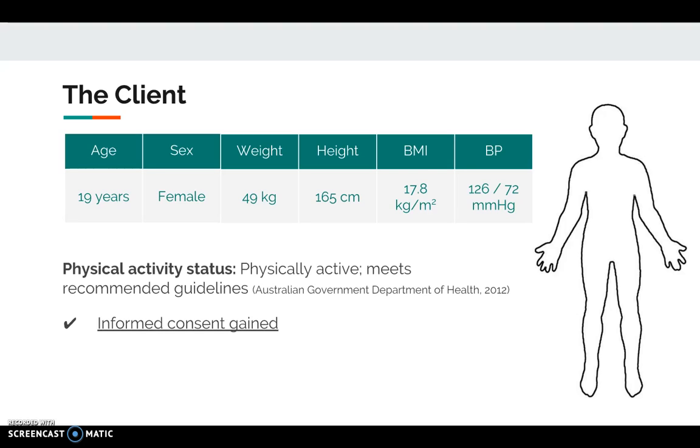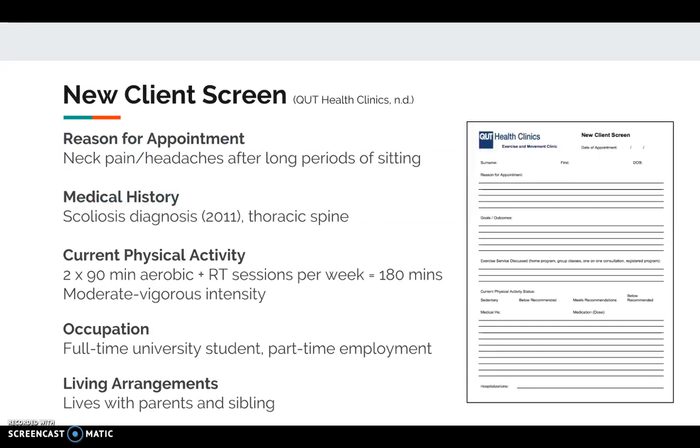My client is a 19-year-old female university student. She weighs 49 kilograms, is 165 centimeters tall, and therefore has a BMI of 17.8 kilograms per meter squared. Her resting blood pressure was 126 over 72 millimeters of mercury, which is a normal value. She is also currently meeting the National Recommended Physical Activity Guidelines. My client gave her explicit informed consent to having these measurements taken.